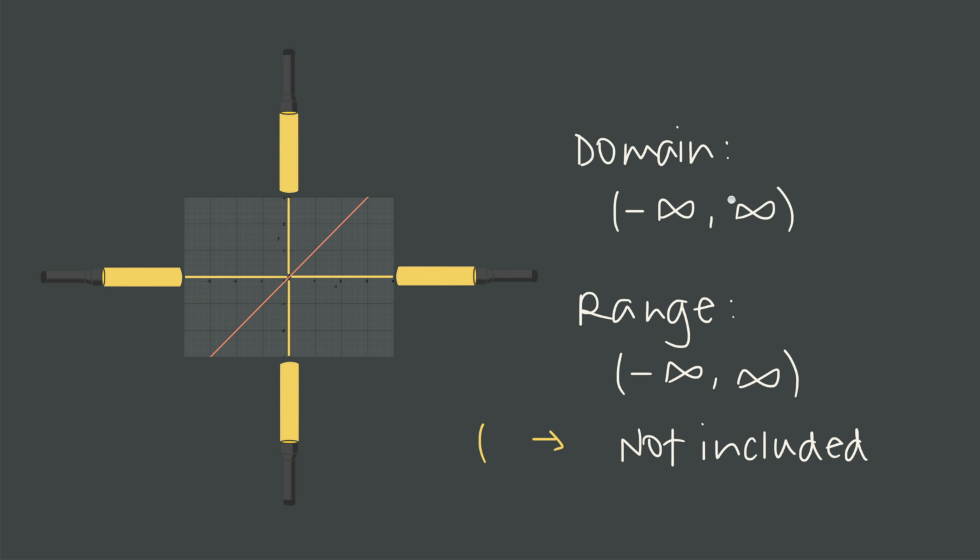And seeing this kind of domain and range brings up an important point, which is that we use a parenthesis when a value is not included in the domain or the range, and we use a bracket when it is included. When we have negative infinity and positive infinity, we always use a parenthesis because those values aren't real numbers. They're just representations of this idea of infinity.